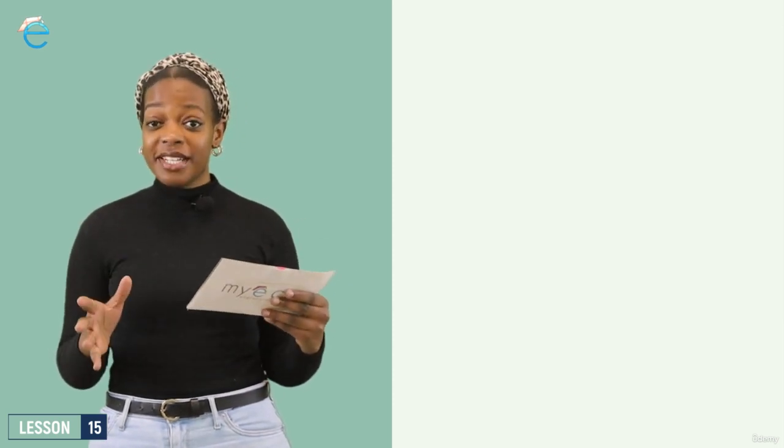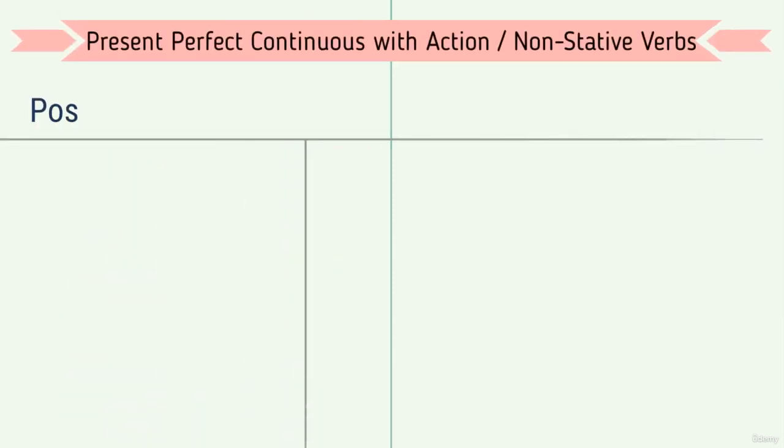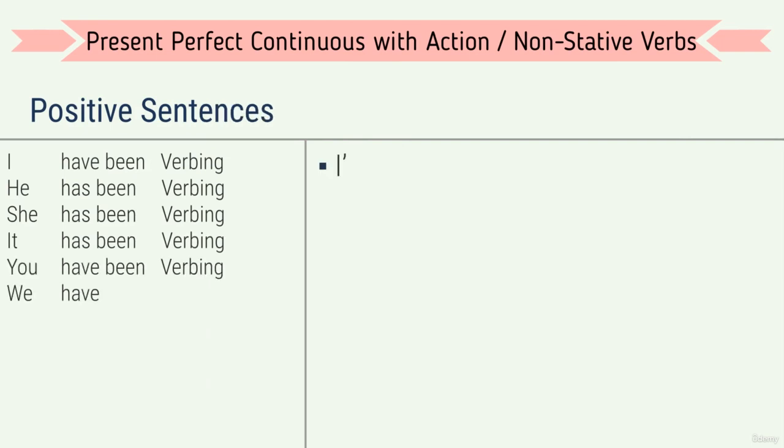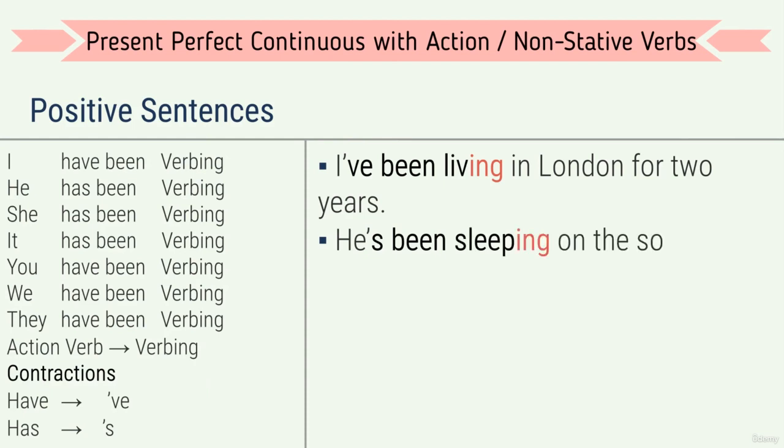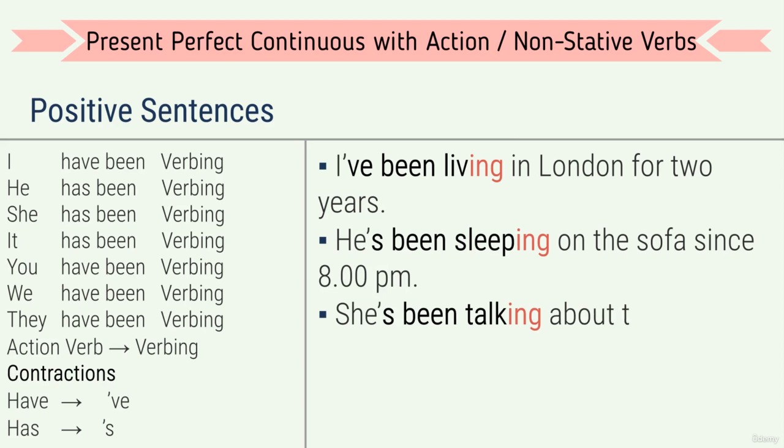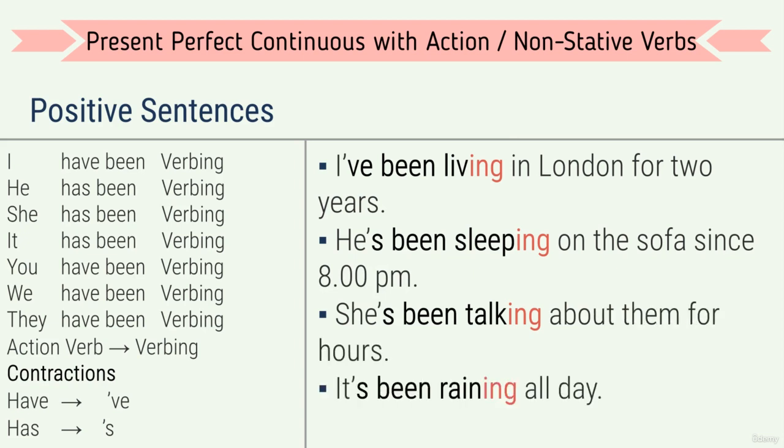So, with the positive structure, we know it is our subject, have, has, been, verb ing. For example, I've been living in London for 2 years. He's been sleeping on the sofa since 8 p.m. She's been talking about them for hours. It's been raining all day.